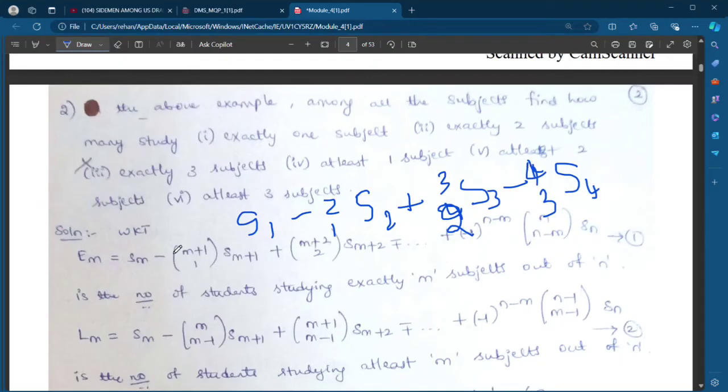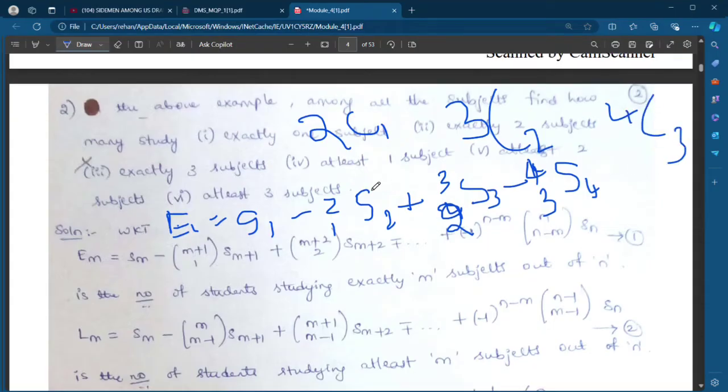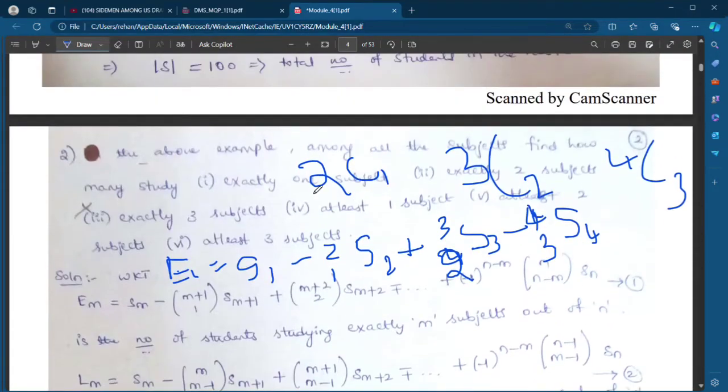And here E1 is equal to, so substitute the value. This 2 and down 1 is nothing but 2C1. Then 3, 2 is nothing but 3C2. Then 4 is nothing but 4C3, like that. Find the values and write.